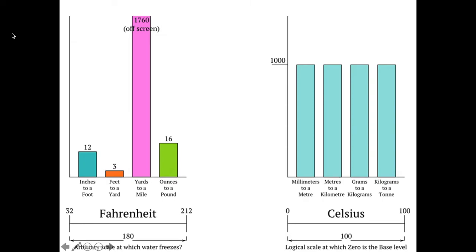Look at the left side graph. That is the non-standard units that we're used to using. 12 inches to a foot, 3 feet to a yard, over 1,000 yards to a mile, 16 ounces to a pound. There's no standardization between the units.